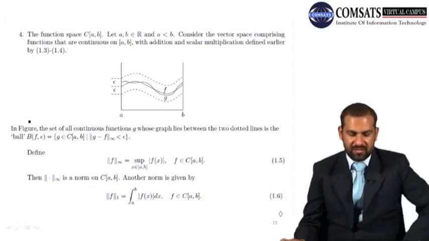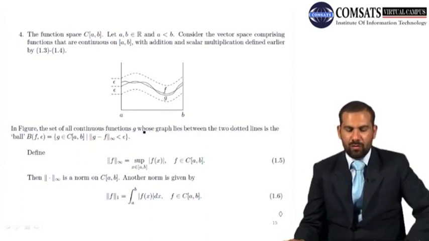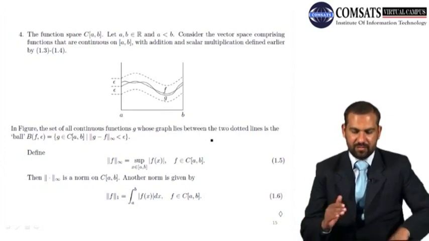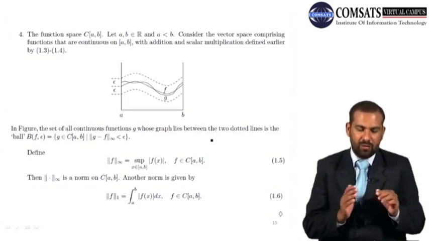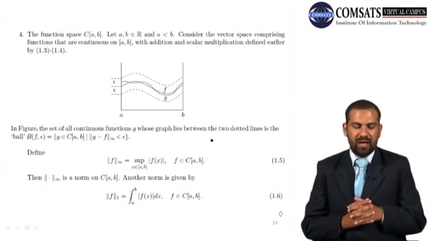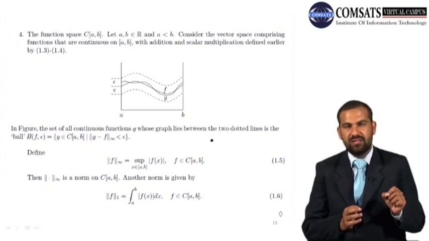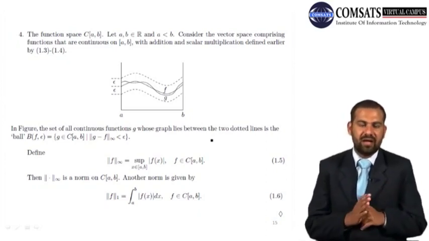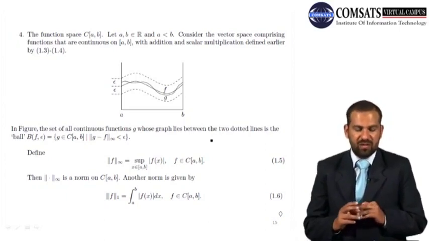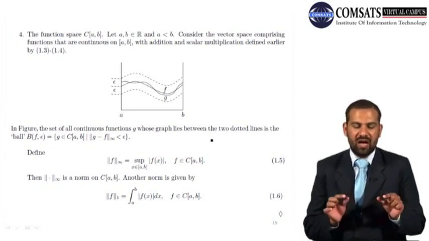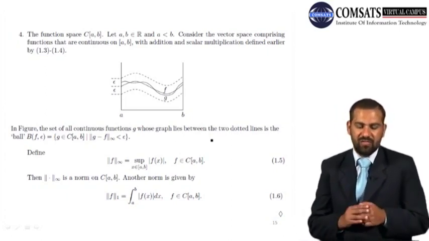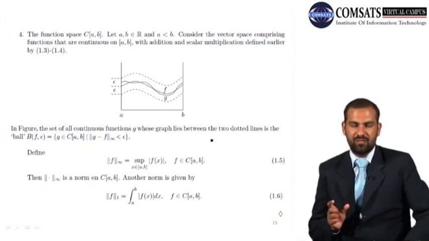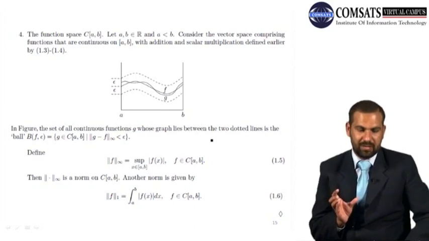Look at this diagram, where we have the two functions f and g. Consider the set of all continuous functions g whose graph lies between the two dotted lines. These dotted lines are the boundaries, which differ by epsilon from the upper and lower sides. In this way we obtain an open ball with center f and radius epsilon. It is the collection of all continuous functions g whose distance from f is less than epsilon. Here the distance is a norm, and the norm of f minus g must be strictly less than epsilon, where epsilon is some finite positive real number.